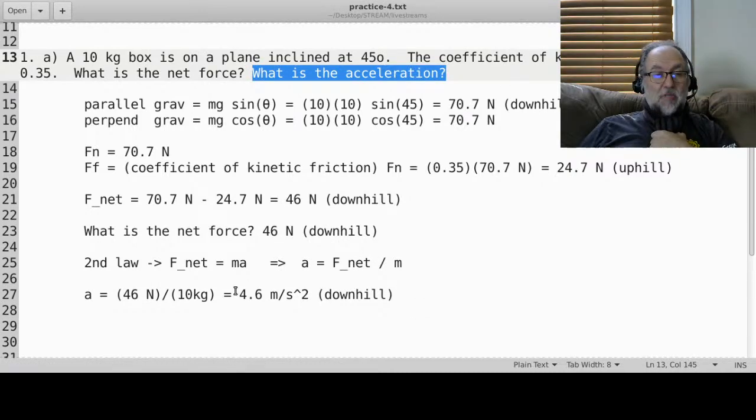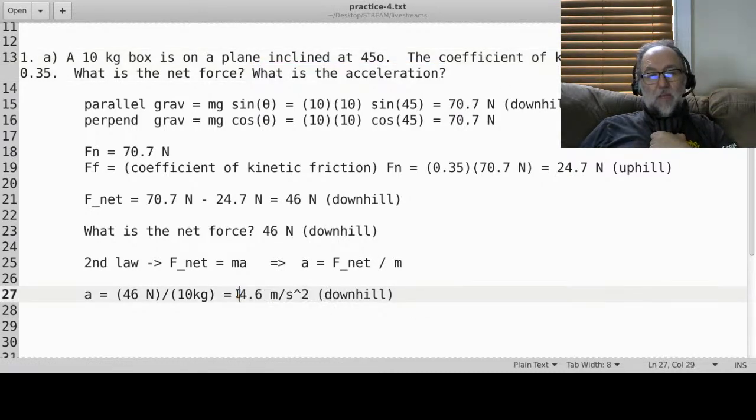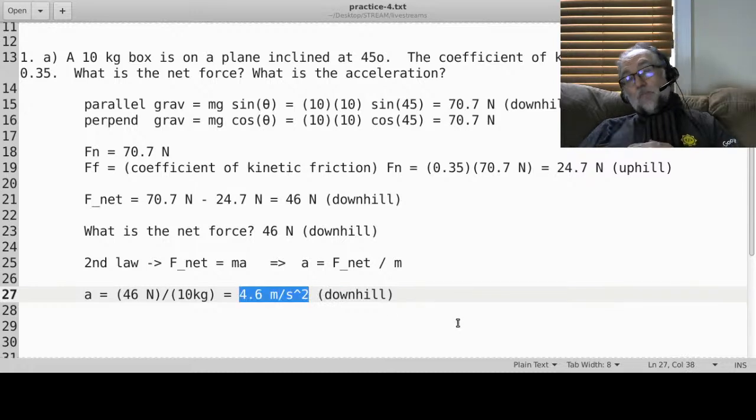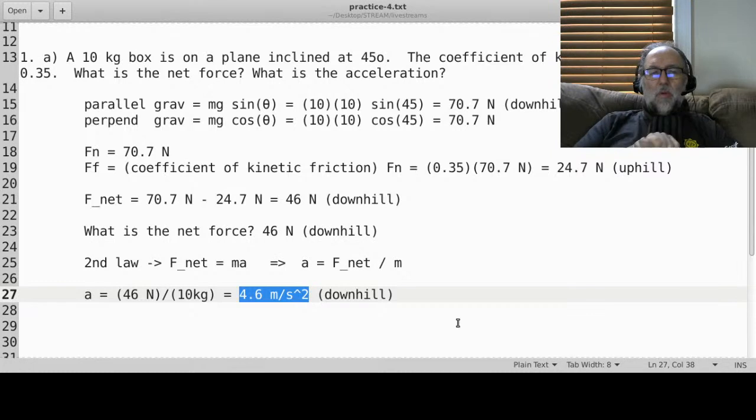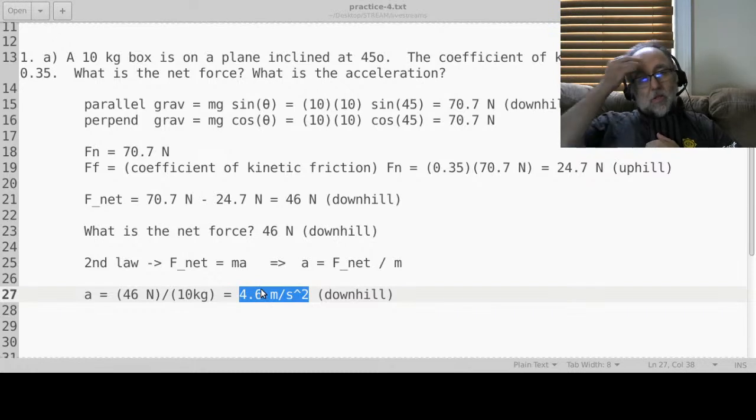What is the acceleration? You should always ask yourself the question: does 4.6 meters per second squared make sense? Well, it has to be bigger than 0, otherwise it's not moving. It could be moving downhill at a constant velocity, but if we start off at 0 velocity, it wouldn't be moving downhill if it had no acceleration, because it wouldn't start moving. And it can't be bigger than 10, because that means free fall, and it's not free falling. It's falling along this wedge here. And so, yeah, 4.6 makes sense. All right. So that answers our first problem.